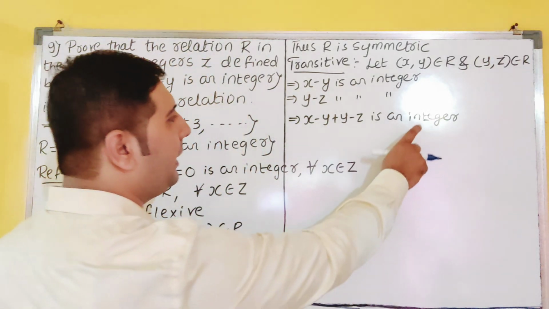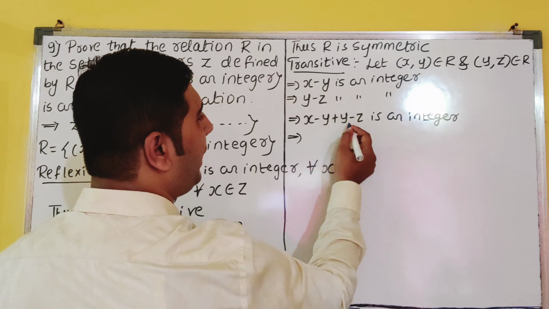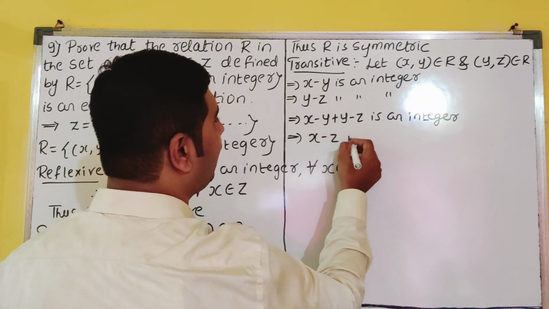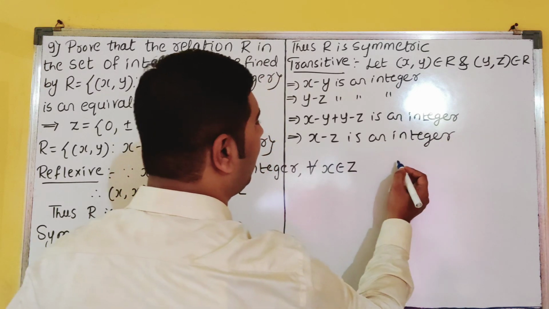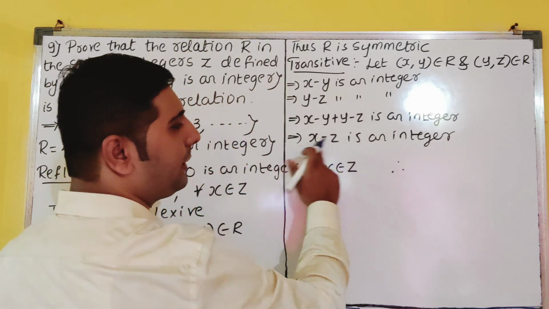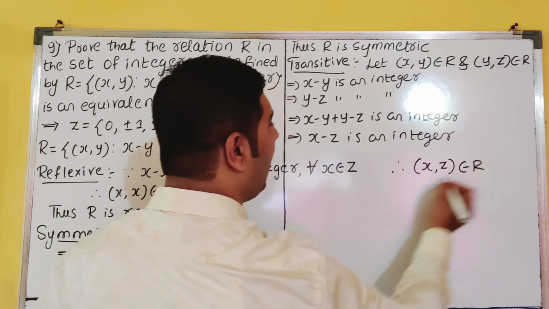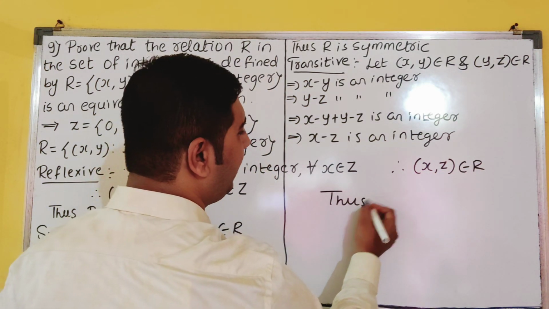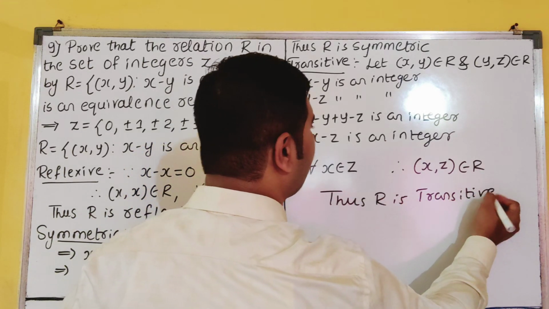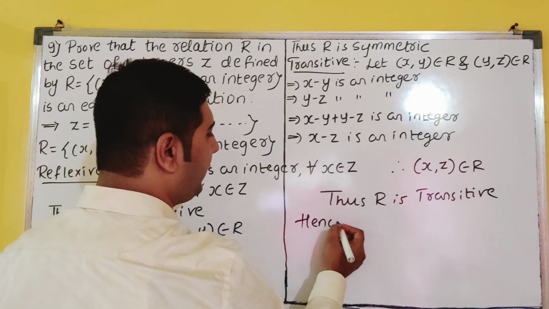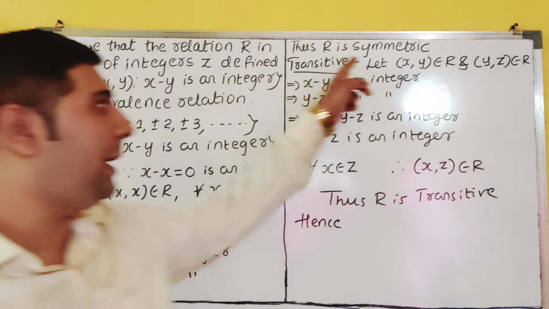So it is an integer, don't get confused. Now minus y plus y will get cancelled, so x minus z is an integer. Therefore you can write here, (x, z) belongs to R. Thus R is transitive. Hence we can say R is reflexive, symmetric and transitive.